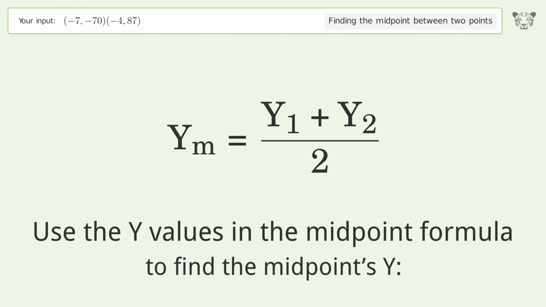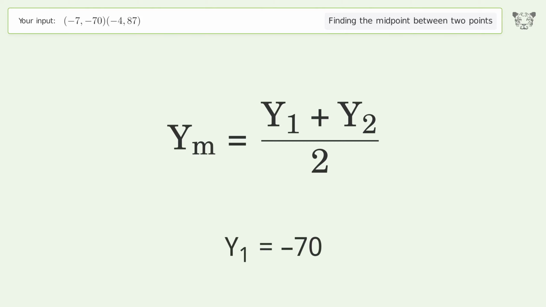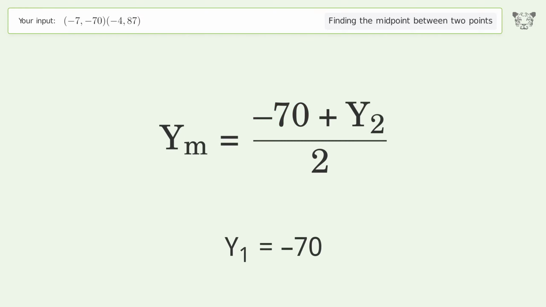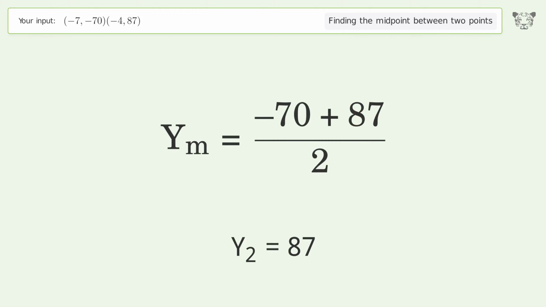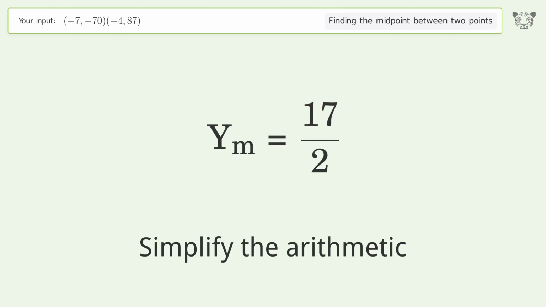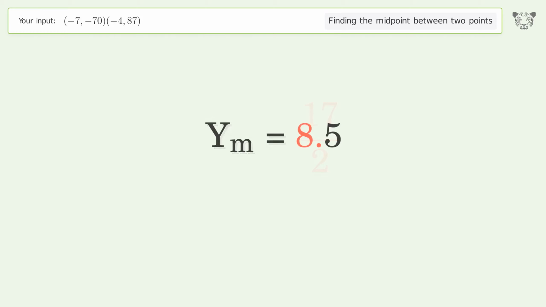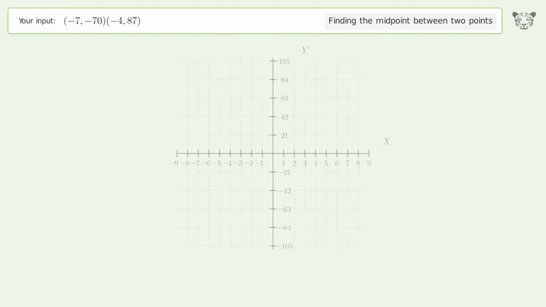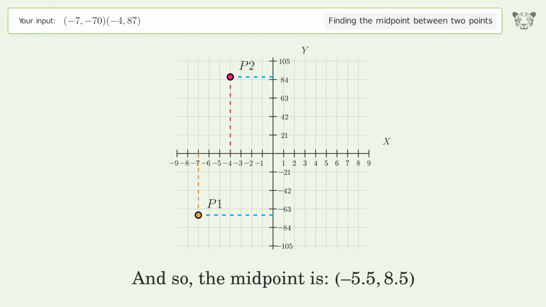Use the y values in the midpoint formula to find the midpoints y. y1 equals negative 70. y2 equals 87. Simplify the arithmetic. And so, the midpoint is, negative 5.5, 8.5.